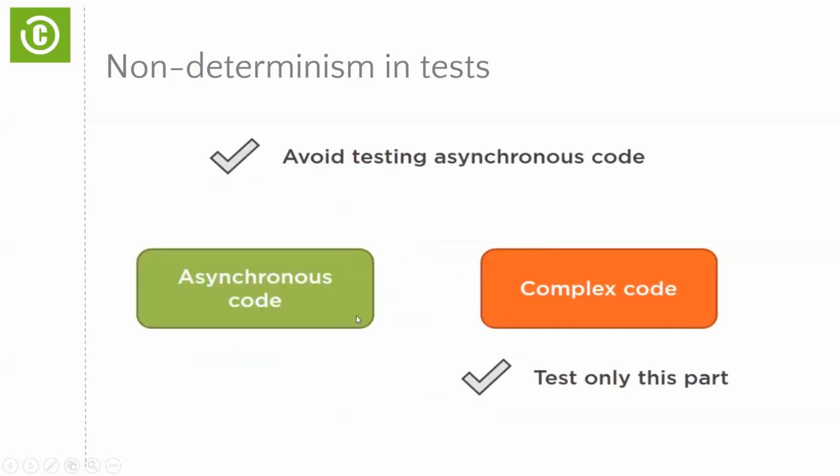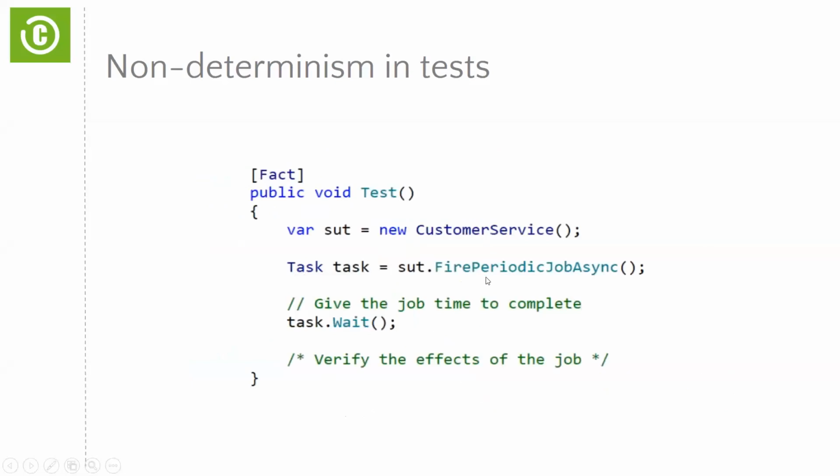To avoid these kinds of problems, you should try to avoid asynchronous code, and you should try to only test the complex code. Even if you cannot do that, what you can do is return some task from this customer service, and then you can wait on that task, then you can verify the effects of the job.